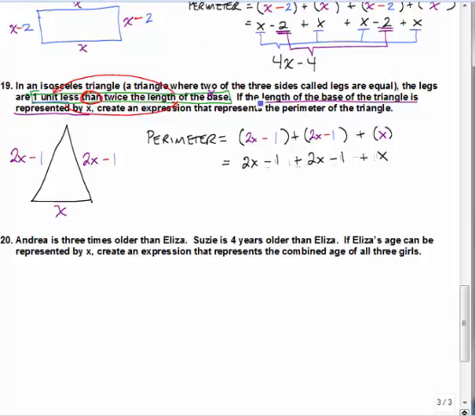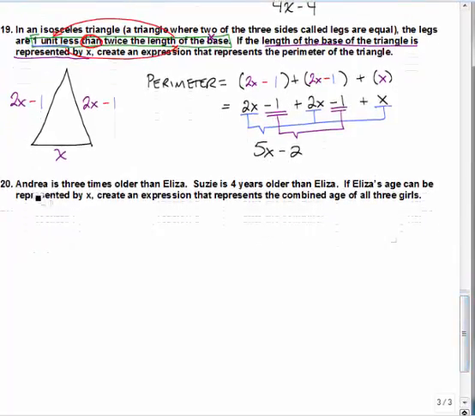Again, hopefully you can see that we have several like terms. We have a 2x term and a 2x term and an x term. Those are all like terms and all positive, so they can all be added together. So 2x plus 2x, that's 4x, plus one more x, that's 5x. And then we also have the negative 1 and the negative 1, which are both constants. So negative 1 plus negative 1 is negative 2. So an expression that represents the perimeter of the isosceles triangle would be 5x minus 2.